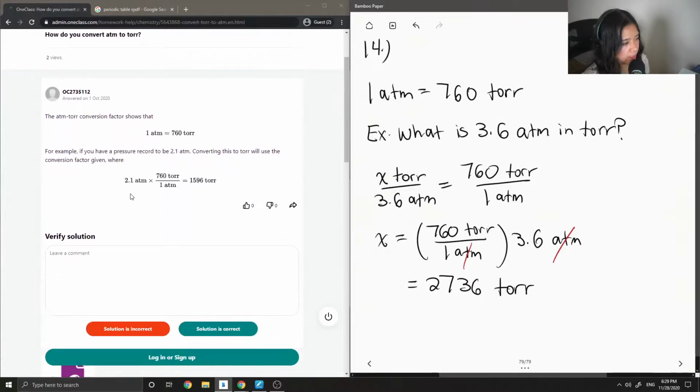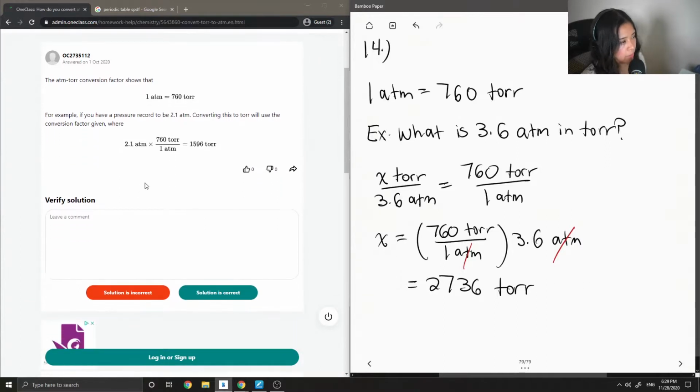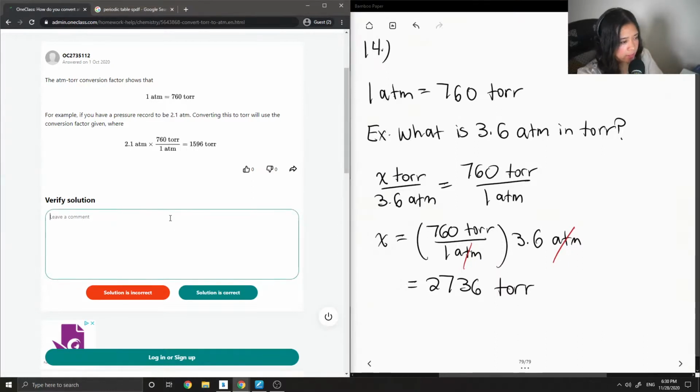Junior tutor said the same thing. 1 ATM is equal to 760 Torr. 2.1 ATM is equal to 1,596 Torr. So the solution is correct.